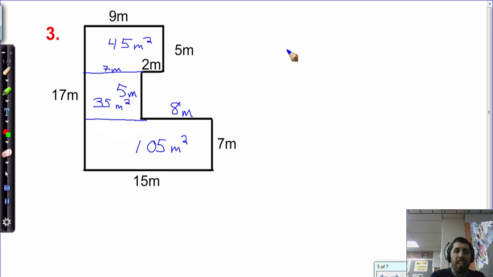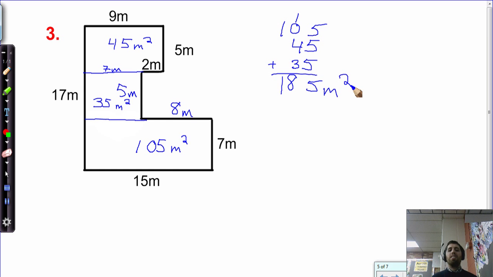To find the total area, we just need to add up the individual sections. So 45, 105, and 35. What are we going to get? 5 times 3 will give us 15. 4 and 3 and 1 is 8. So this is 185 meters squared. So that's the total area.